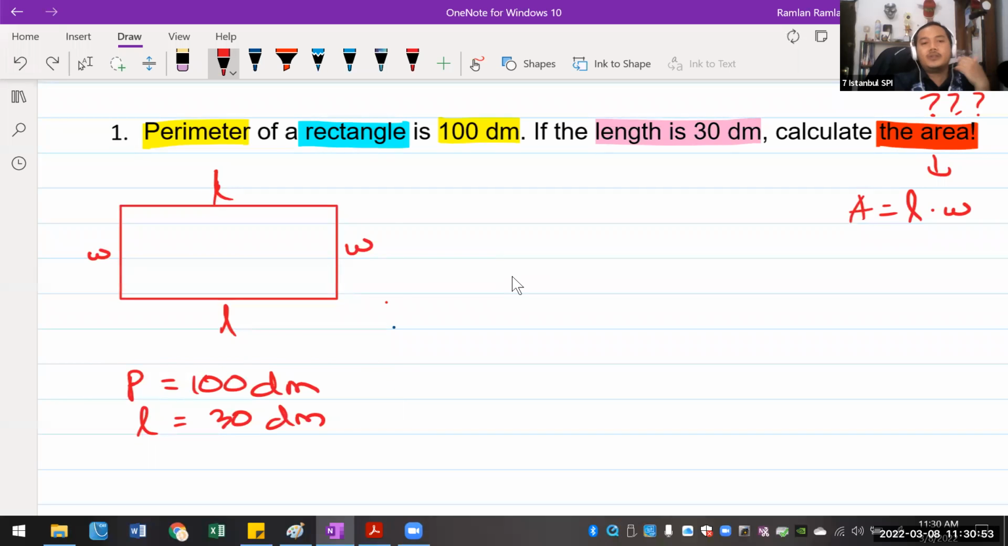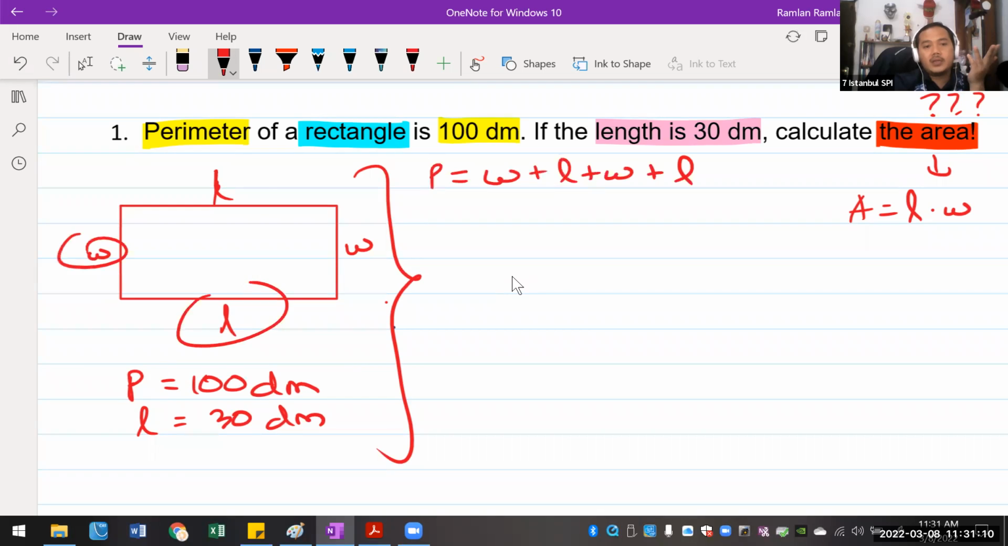Okay, so let's just use the formulas. The formula for the perimeter of a rectangle is, or I can add all of them, right? So it's going to be W plus L plus W plus L. And because I know that the L is 30 and the P is 100, substitute any numbers that you know from the question, any values, to the variable.